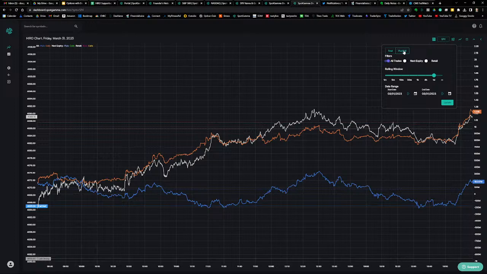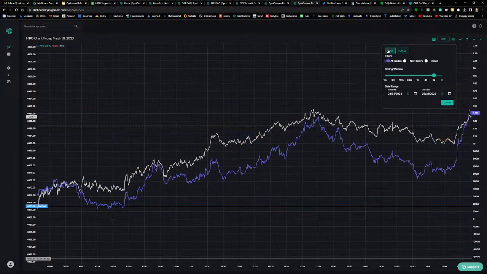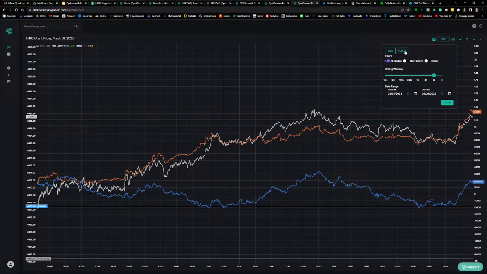Separate out puts and calls. And as usual in an index, traders are buying calls, buying puts, and for right now in SPX, the call buyers are winning. Let's just go back. So from this chart, it certainly looks like SPX call buyers are dominating price today.